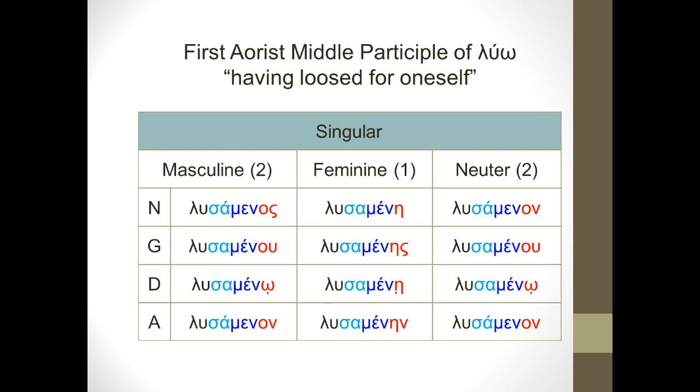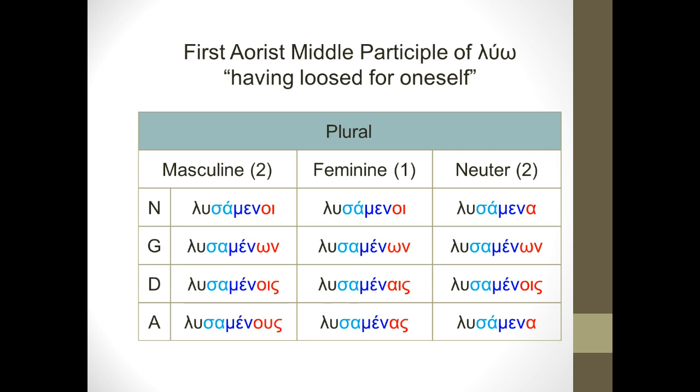In the singular here, we have lusamenos, lusamene, lusamenon. In the genitive, lusamenou, lusamenes, lusamenou. In the dative, lusamenoi, lusamene, lusamenoi. And in the accusative, lusamenon, lusamenen, lusamenon.